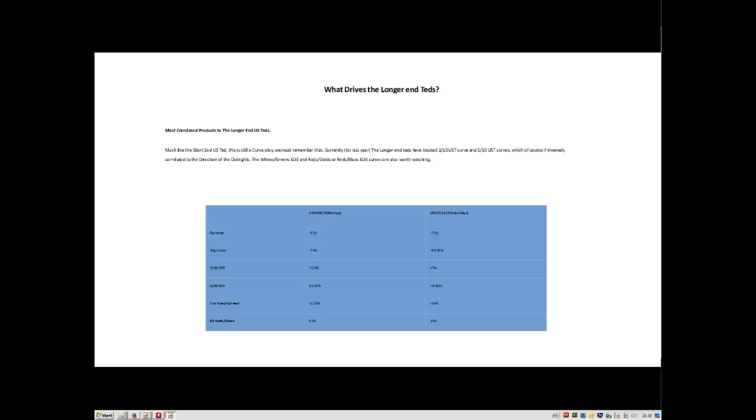What I like to do in all the spreads that I trade is look at the spreads and see if I can find any indicators that I can use to help me decipher the best direction of the trade and how to spot anomalies. So much like the short end of the Treasury curve, this still is a curve play.